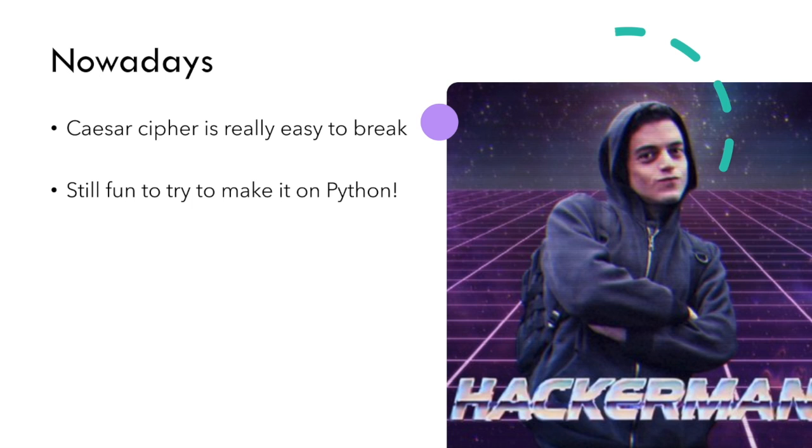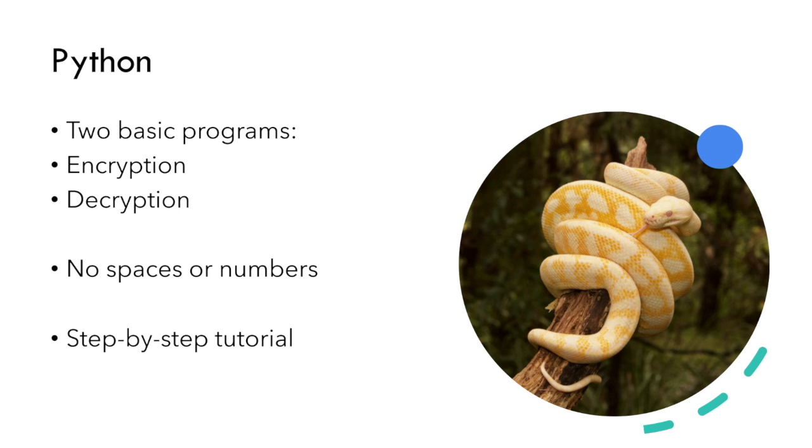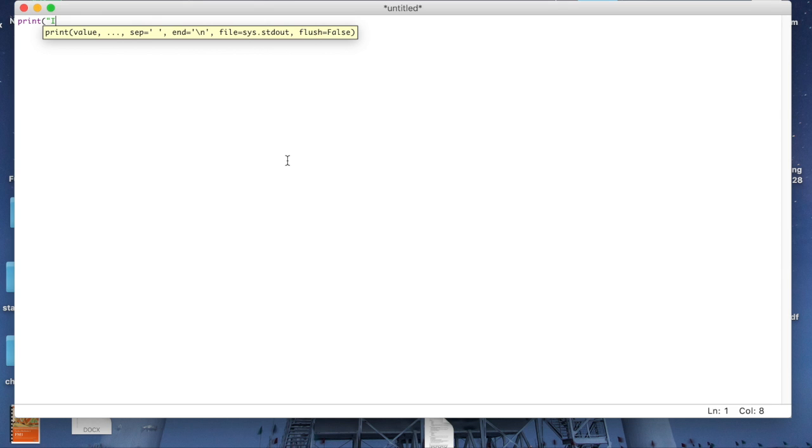So I'll be showing you how to make two basic programs, one to encrypt using the Caesar cipher and one to decrypt. I won't include spaces or numbers in the cipher. So the first thing I'm going to do is ask the user to input the text that they want to encrypt. I'm then saving this to a variable called text.